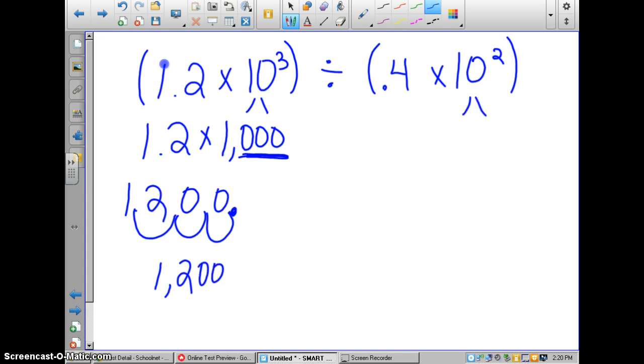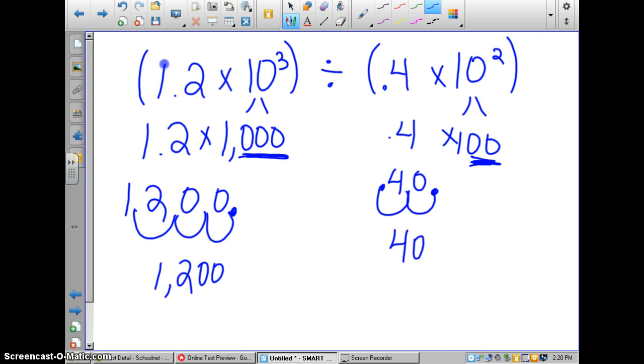10 to the second power. That's 10 times 10. 100. Times 4/10. I've got 2 zeros here, so what do you think? Instead of moving my decimal 3 places, I'm only going to move it 2 places. 4/10. 1, 2. Fill in the blank with the 0. I've got the number 40. Now I need to divide these two numbers that I got from my parentheses. 1,200 divided by 40.